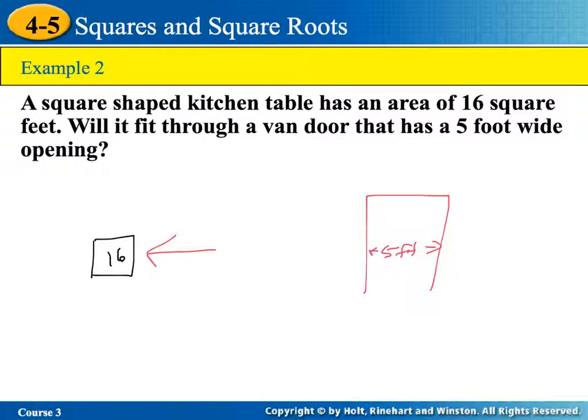So 5 feet of a door. That's a door. Can't forget about the door handle and the floor. Inside that door is a wonderful world of math. All right, so try this one. Pause. Go.